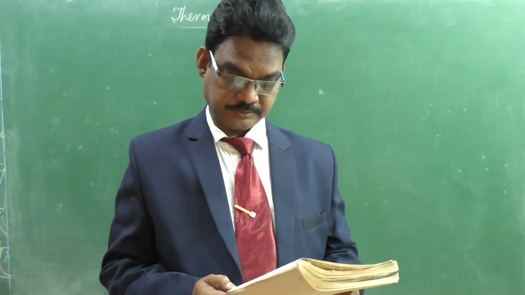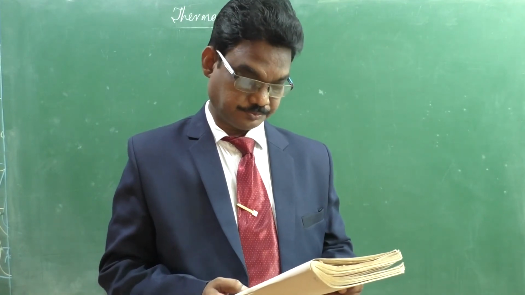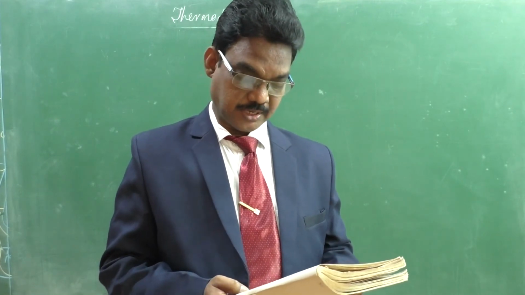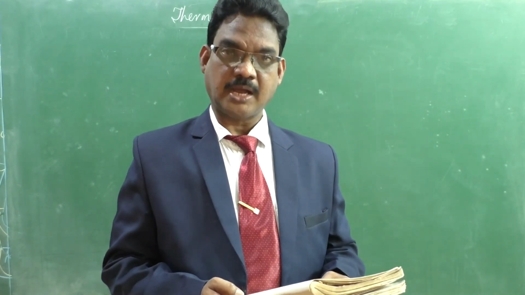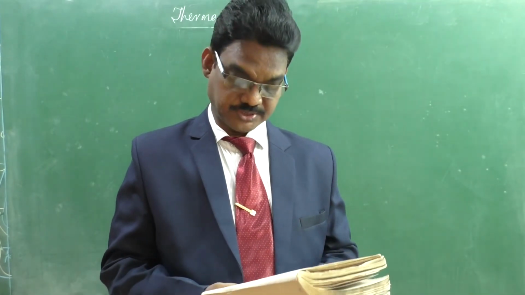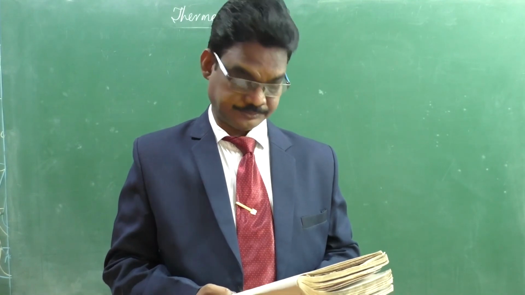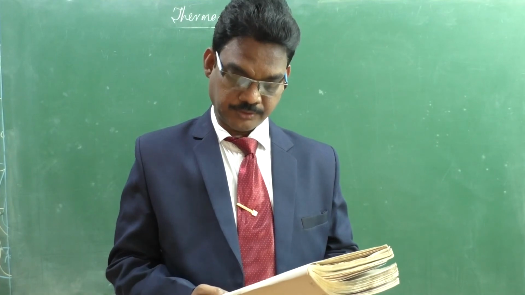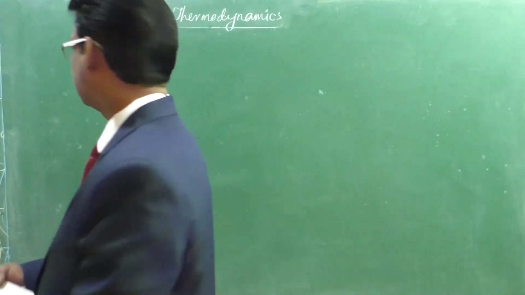Content in a cylinder behind the piston expands reversibly to a pressure of 0.6 bar. According to the law, P equal to C by V square, where C is constant. Calculate the work done by the fluid on the piston. Work done by the fluid on the piston.